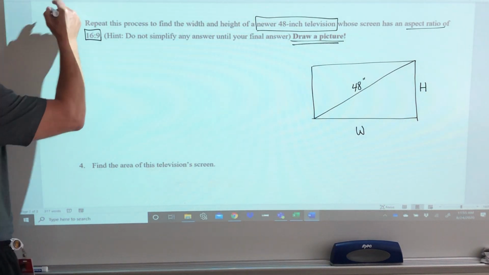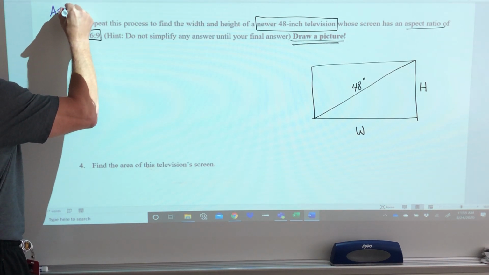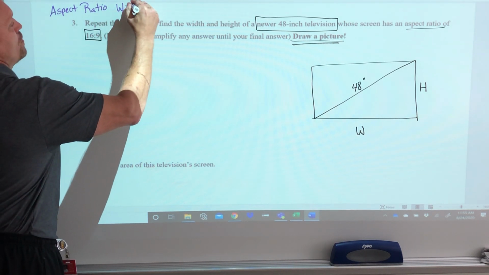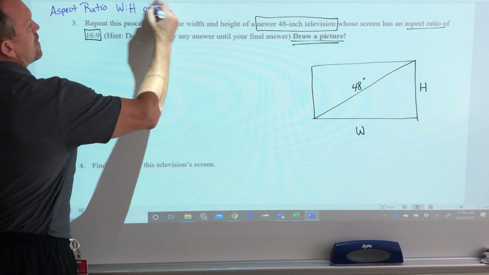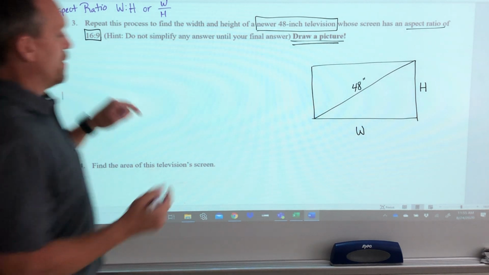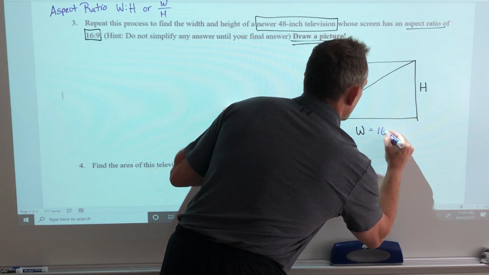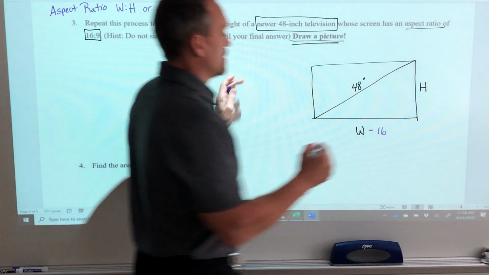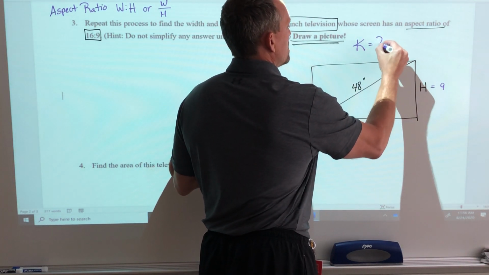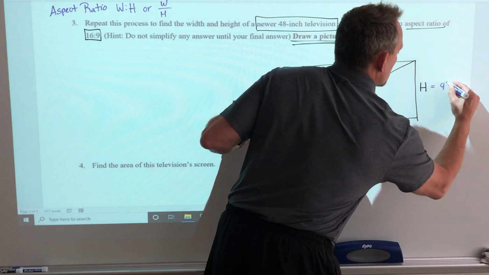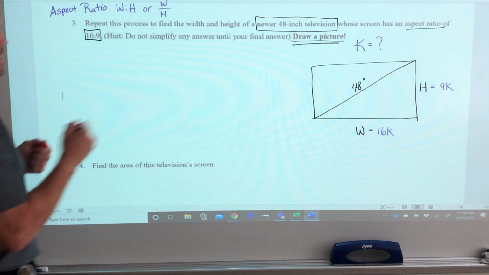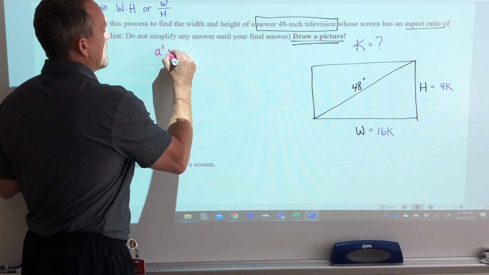Remember that the aspect ratio is always W to H, okay? Or it's W over H, like that. So my W is 16. And my H is 9. And we're still looking for K, because we don't know it. We follow the steps appropriately as well, using the Pythagorean theorem.